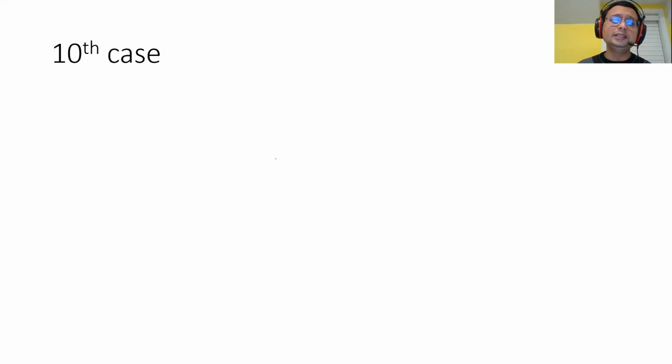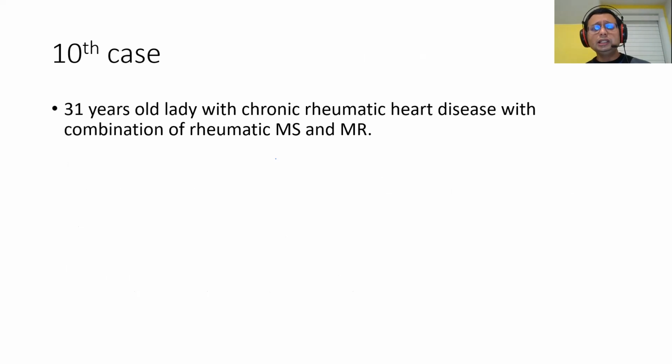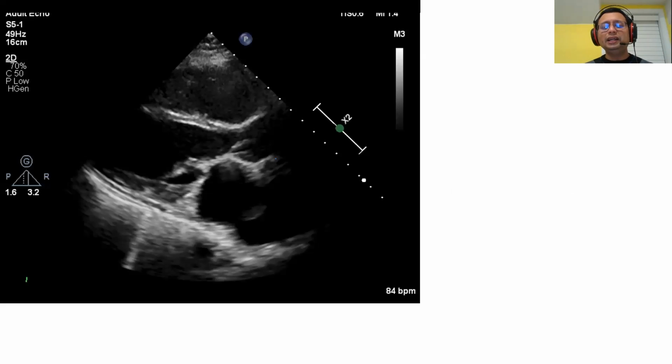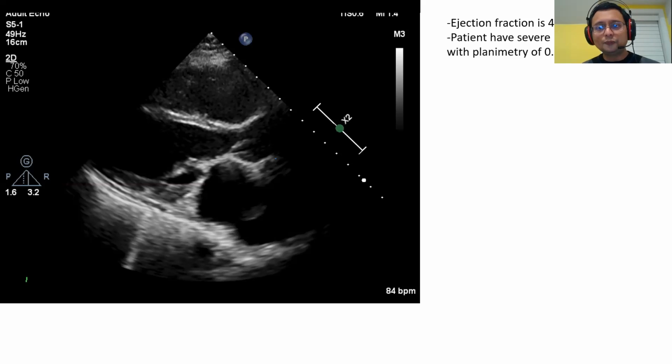Our last case, ladies and gentlemen, is a 31-year-old lady with chronic rheumatic heart disease with a combination of MS and MR. Is there diastolic dysfunction? Is the LA pressure elevated? Looking at the echocardiogram of this patient, the ejection fraction is 40%. So we know the patient has diastolic dysfunction straight away. So we go to algorithm 2.